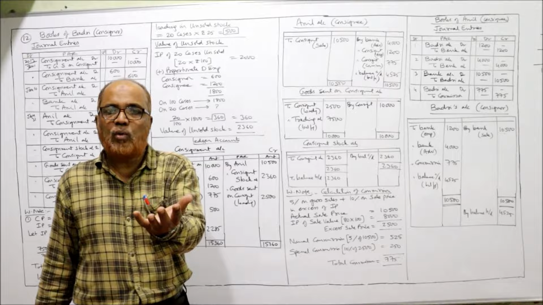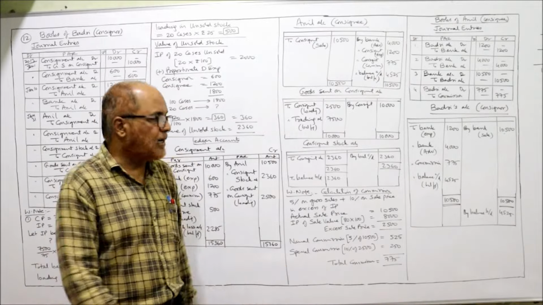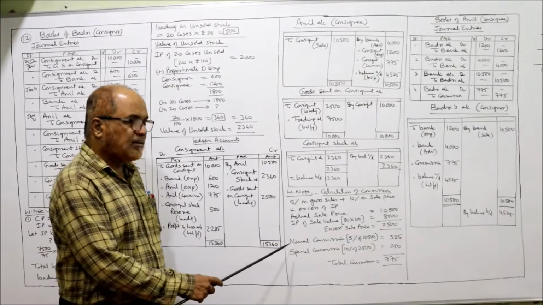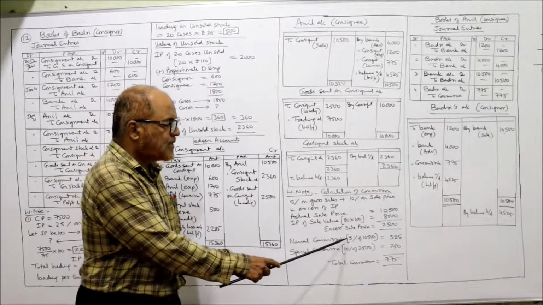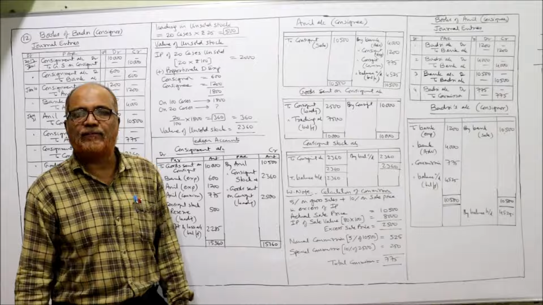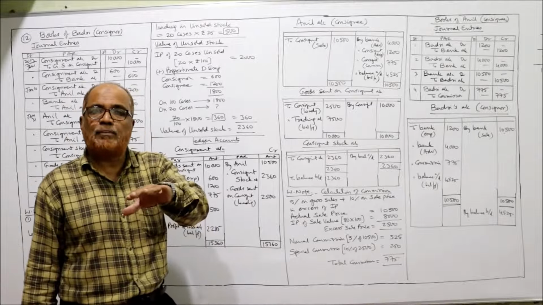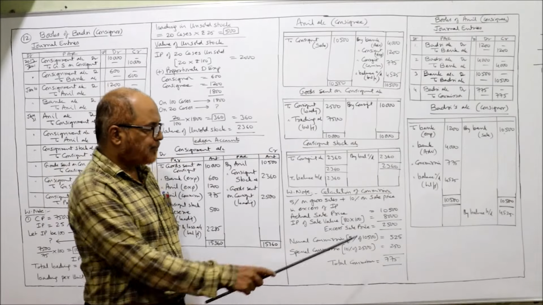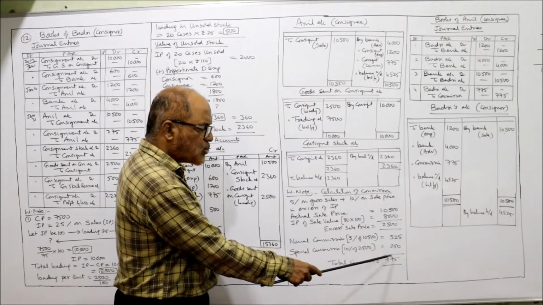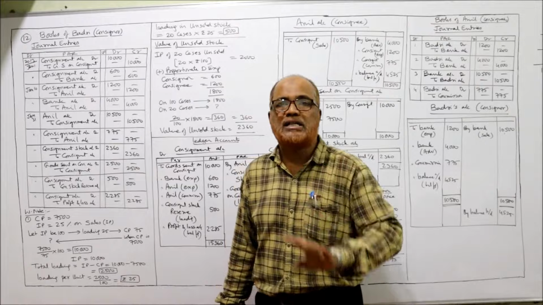So for 8,000 invoice price, he has sold it for 10,500. So how much is the excess sale price? 2,500 is the excess sale price. Now we can calculate the commission, normal commission: 5% on sales. So 5% of 10,500, 525. And 10% special commission, 10% on the sale price which is over the invoice price. 10% of 2,500, 250. So 525 plus 250, 775 is the total commission due to consignee.